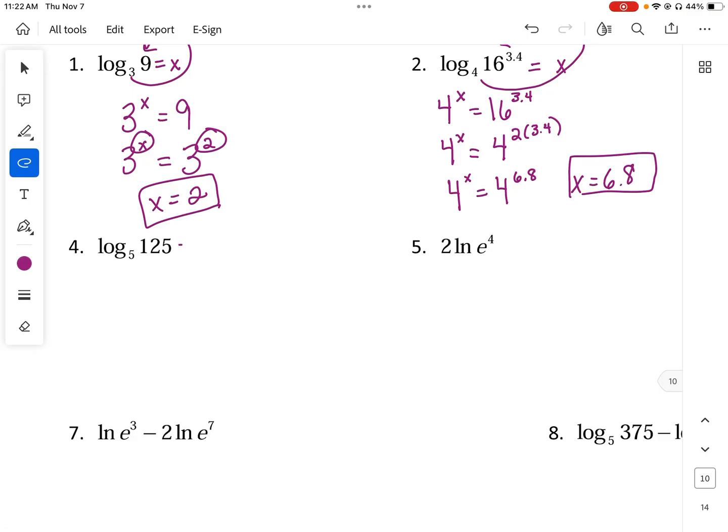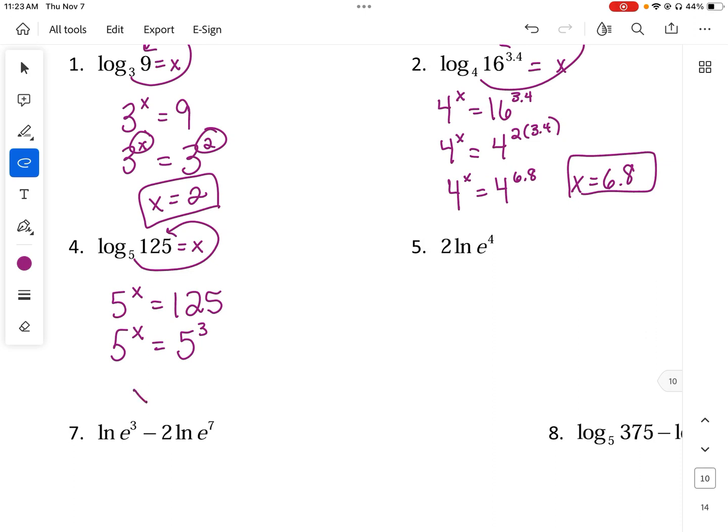Log base 5 of 125 equals x. So swirl. 5 to the x equals 125. So we're going to change 125 as a 5 to some power. So 5 squared is 25. 25 times 5 is 125. So that's 5 to the 3rd power. So that means x equals 3.